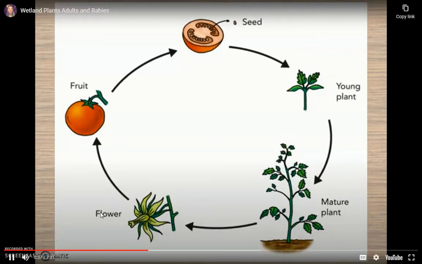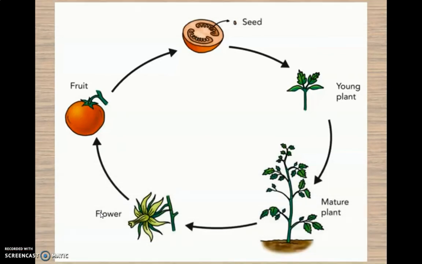And this cycle keeps going on and on and on. That's why they are living things. They reproduce. They make new plants. Now let's check out some Florida wetland plants that have adults and babies.